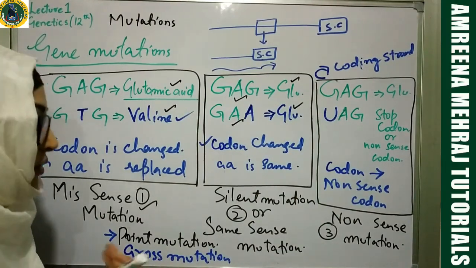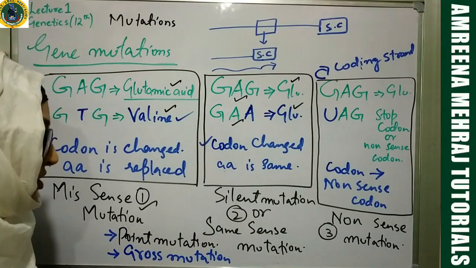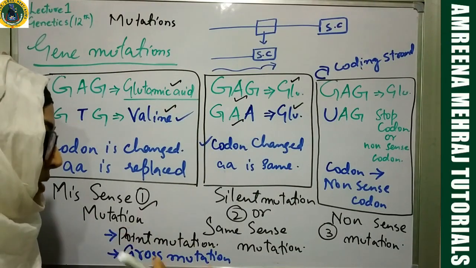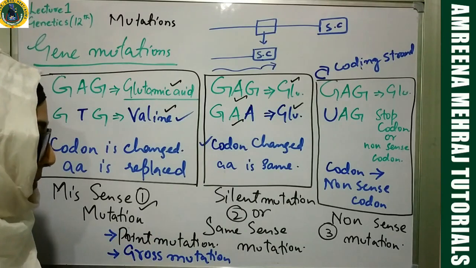In the next lecture we will try and complete our chromosomal mutations. We will discuss genomic mutations as well as chromosomal aberrations and their subtypes in the next lecture.